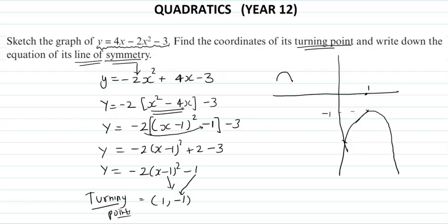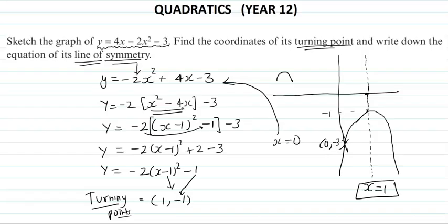Now where is it hitting on the y-axis? On the y-axis, if you put x equal to 0 in the top equation here, you get y equal to minus 3. So this point will be 0 and minus 3. Is that okay? So 0 and minus 3, and this is your x equal to 1. So if you draw this line, this will be your line of symmetry and that should be x equal to 1. Okay, this will be your line of symmetry. Is that okay?